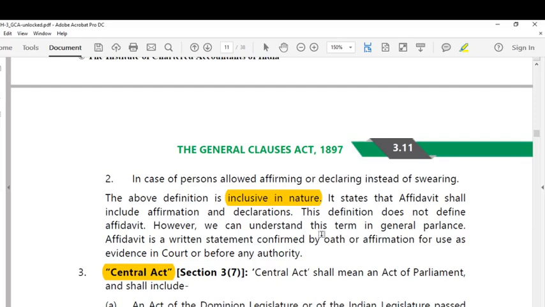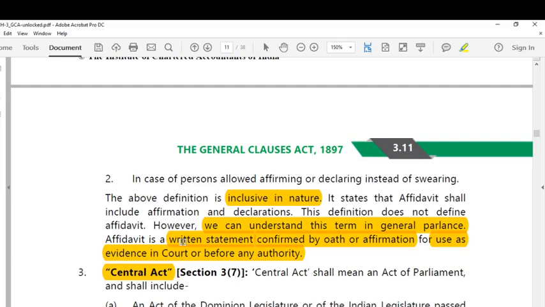This definition does not define affidavit. However, we can understand this term in general parlance. Affidavit is a written statement confirmed by oath or affirmation for use as evidence in court or before any authority. Right, this is the definition that we can understand in general parlance.